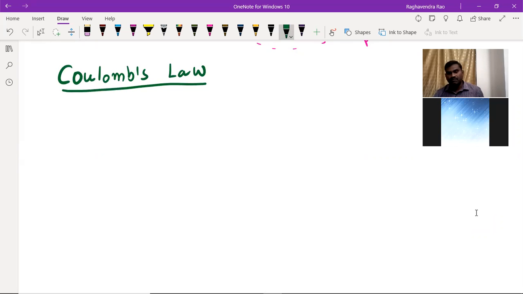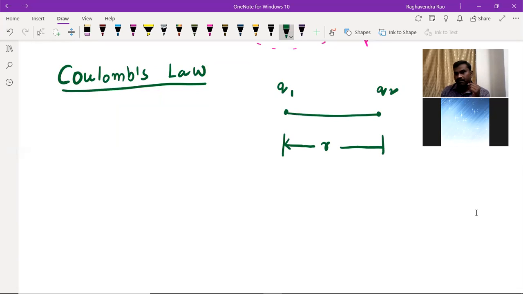Coulomb's law. As we discussed yesterday, two charges: this is of charge Q1 and this is of charge Q2. These two are separated by distance r. Now according to Coulomb's law, the force of attraction or repulsion between these two charges, whether this force is attractive or repulsive, depends on the nature of the charges.